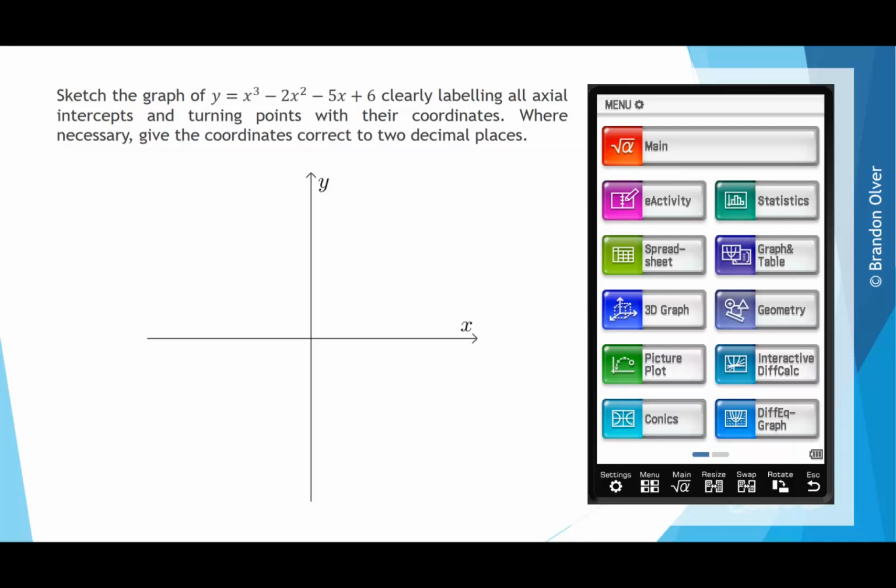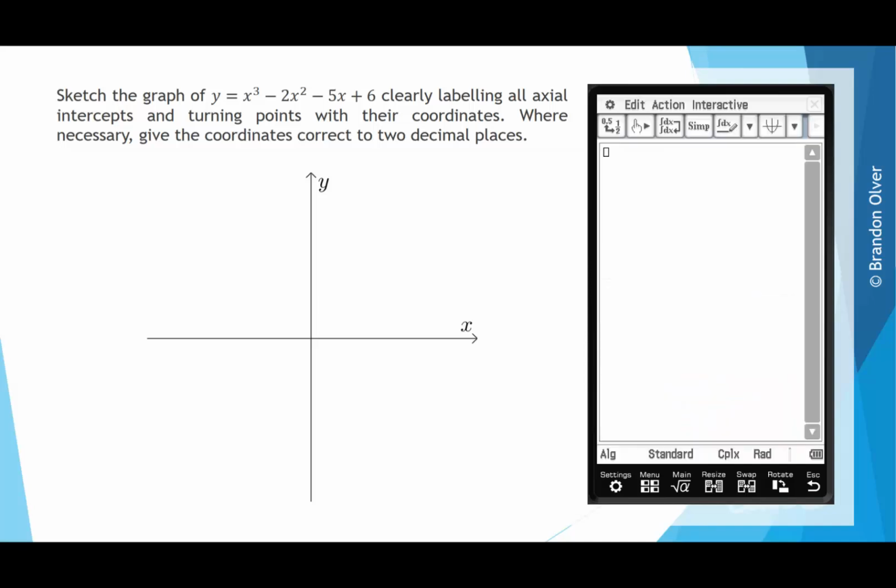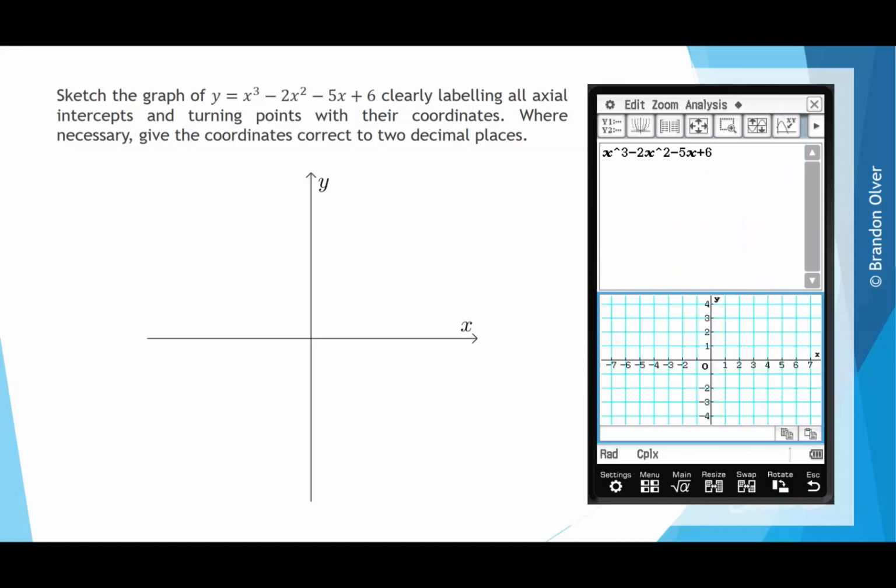On the CAS calculator, go into the main menu. Next, what we want to do is type the equation of the polynomial that we wish to graph. So here we have x to the power of 3 minus 2x to the power of 2 minus 5x plus 6. Next, we can click on the graph icon, and if we drag our equation down over the graph screen, the polynomial will be graphed for us.